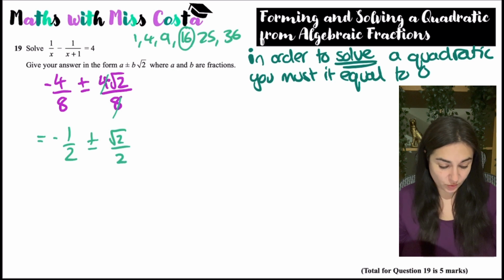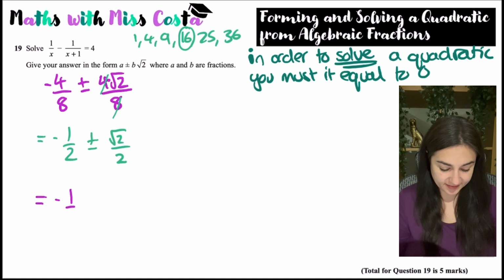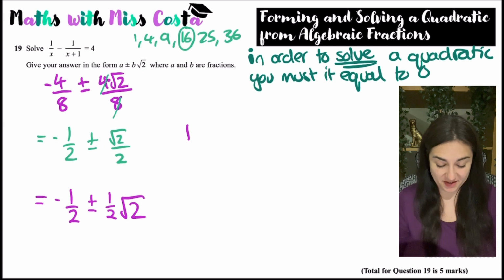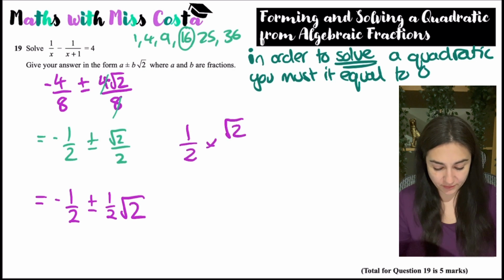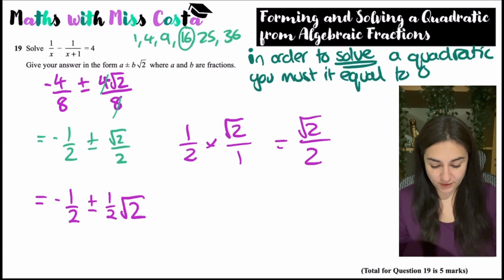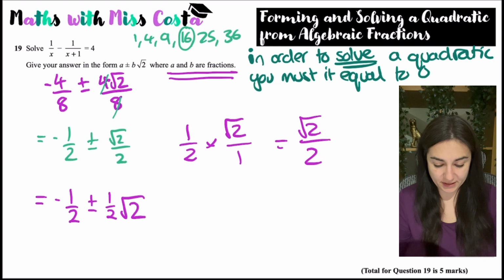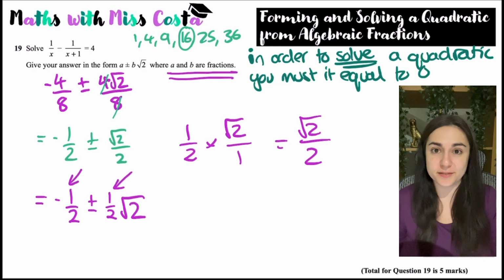And your answer needs to be in the form a plus or minus b root 2, where a and b are fractions. So we could just rewrite that as a half plus or minus a half root 2. It's the same thing. A half times by root 2 over 1 is the same as root 2 over 2, but just because they said where a and b are fractions, a is going to be negative a half and b is going to be positive a half.